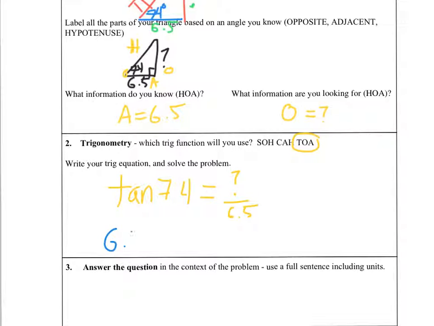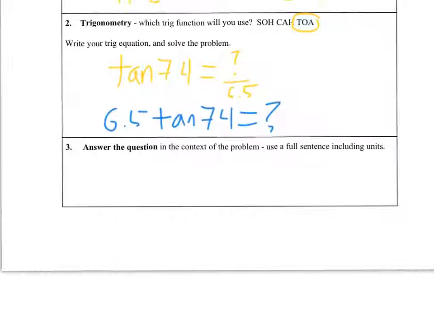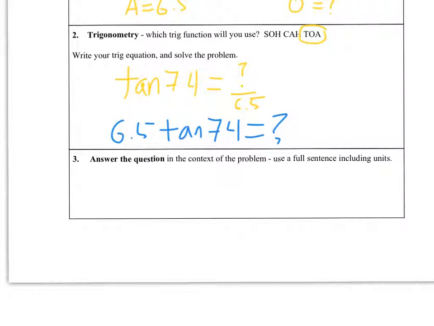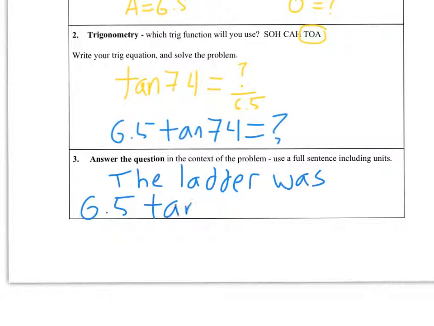Solving that, we get 6.5 tangent of 74 is equal to the question mark. And again, hopefully you have a calculator in front of you so you can get a meaningful decimal. But now we're going to say the ladder was 6.5 tangent of 74 feet above ground.